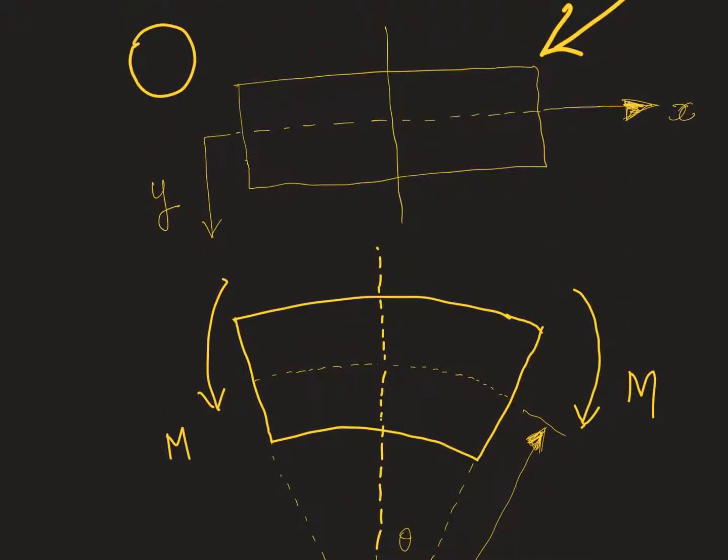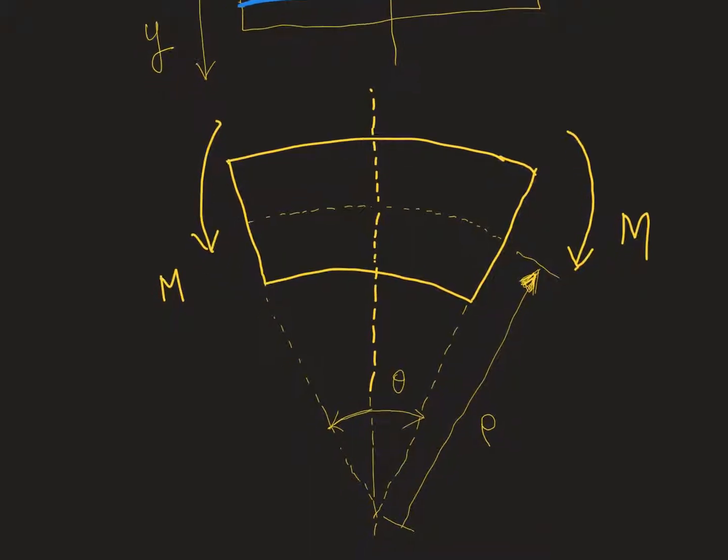So let's say I take a fiber somewhere here. Okay, so this fiber is at a distance y from here. Then we know this particular fiber will be unstretched because this corresponds to the neutral axis. What will be the length of this fiber? Since this is unstretched, the deformed and undeformed lengths will be the same.